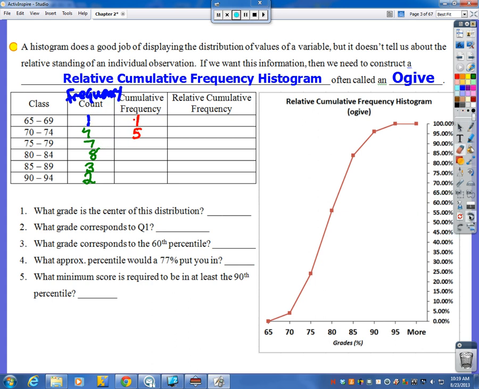Oh, that's way too big of an eraser. Come on. Okay. Well, I wanted to erase that.